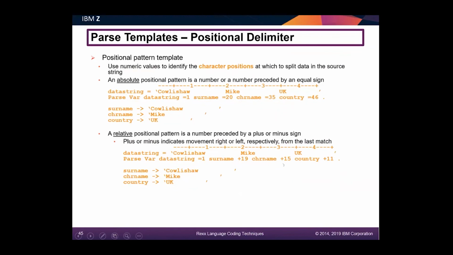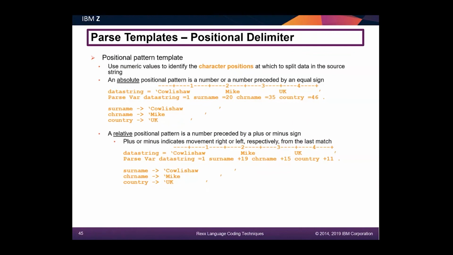I could also put minus signs in here and go backwards in the data, and that ends up making it even more confusing. So it's handy when you really need it, but as a general rule, if you're parsing based on columns, I would recommend using the equal sign so that somebody reading your program knows exactly which column you're going after. But in both cases, I got the same result. Surname, Christian name, and country all contain the Kalashaw, Mike, and UK with the extra blanks.